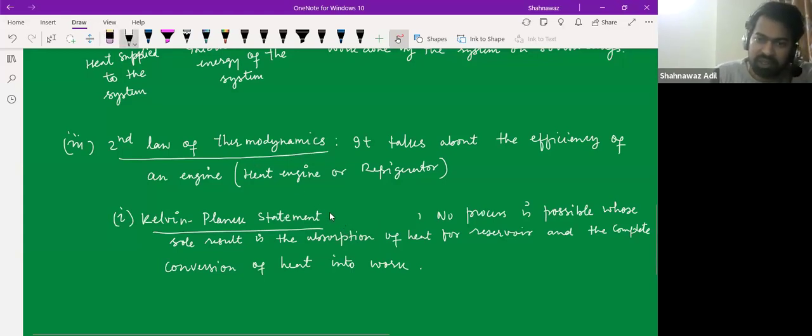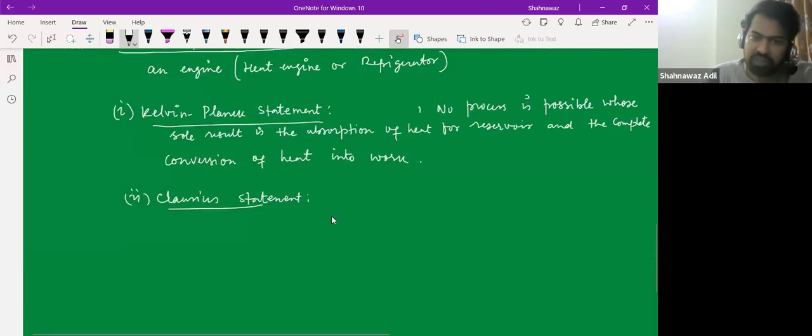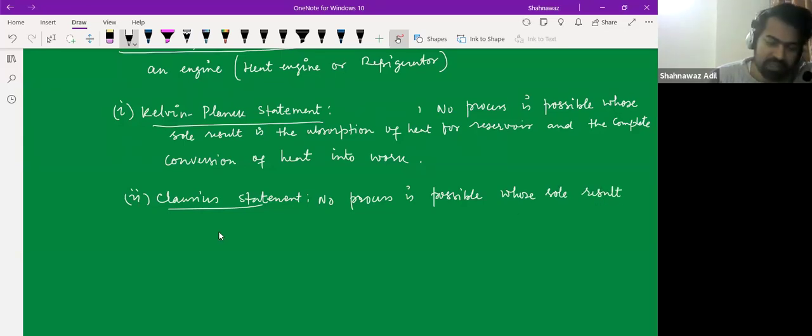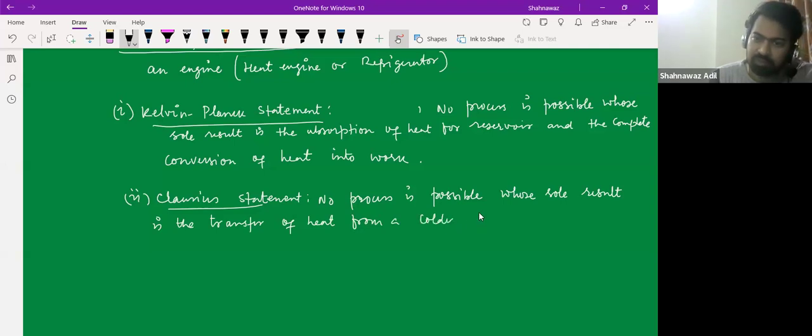Right. And the second one is the Clausius statement. What does it state? It states that no process is possible whose sole result is the transfer of heat from a colder object to a hotter object.